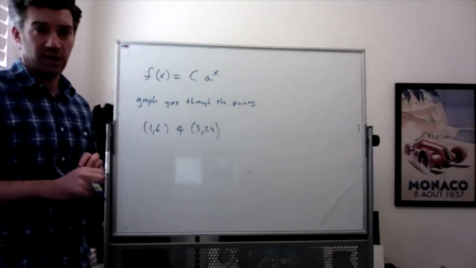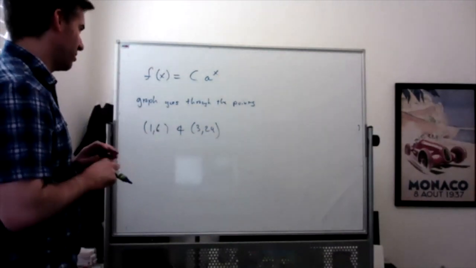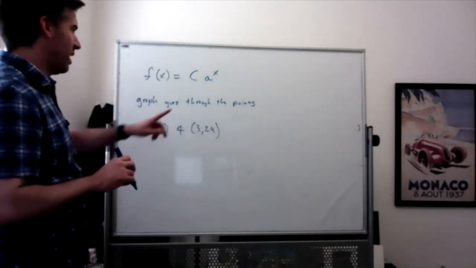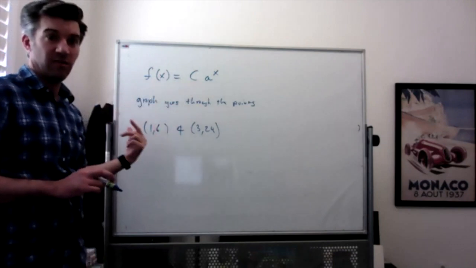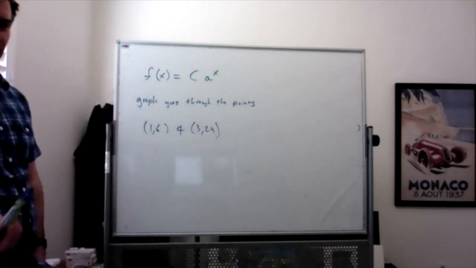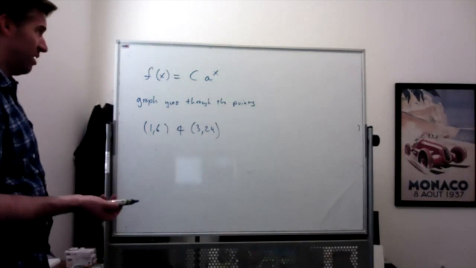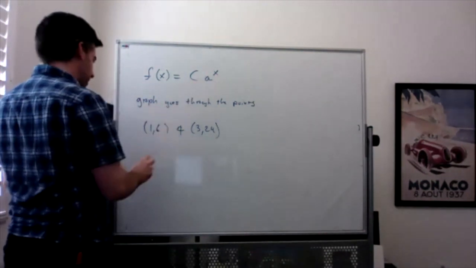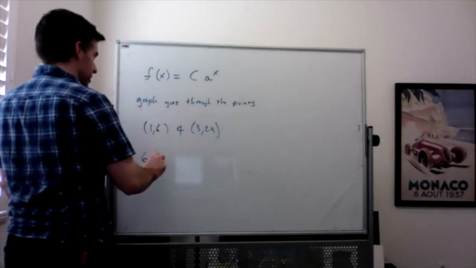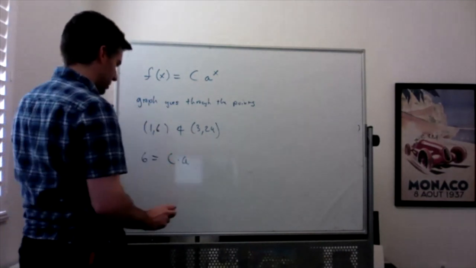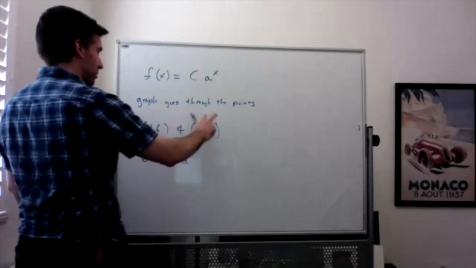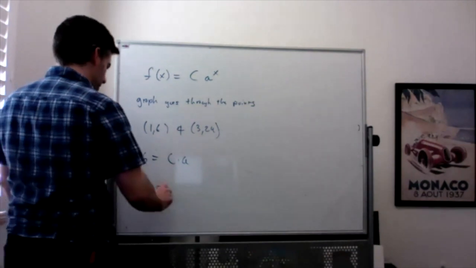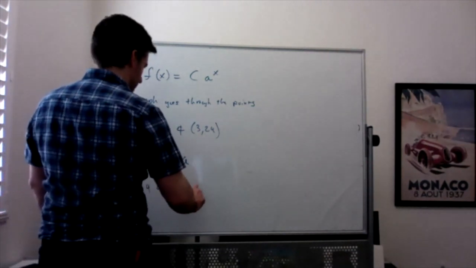This is something you run into on occasion, where your job is to figure out what this kind of exponential function is, where you don't actually have the initial C value. So how am I going to figure out what C and A are? Well, I'm just going to plug in the points and see what I get. When I plug in 1 for x, I get 6 equal to C times A to the 1st. And when I plug in 3 for x, I get 24 for my function value. So I get 24 equals C times A to the third.